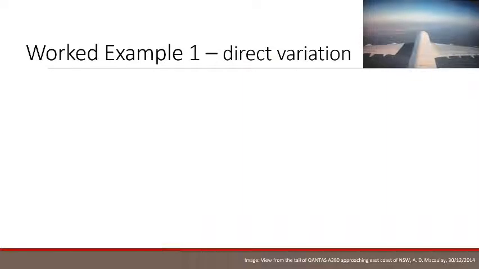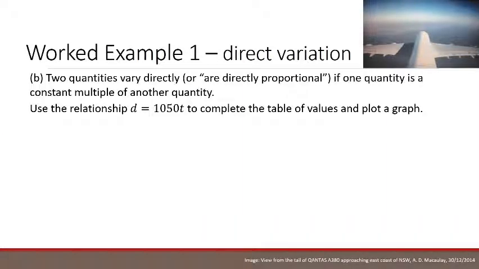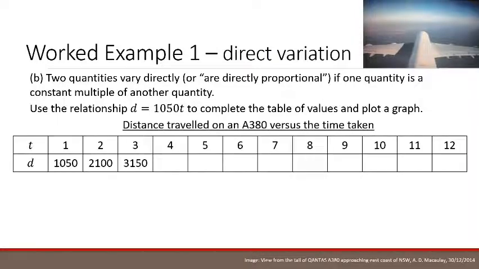Part B. Well, firstly, two quantities vary directly or are directly proportional if one quantity is a constant multiple of another quantity. And what we need to do is to use that relationship we just found, D equals 1050 T, to complete the table of values and then plot a graph. Well, here's the table that's given. It's got the heading distance travelled on an A380 versus the time taken.